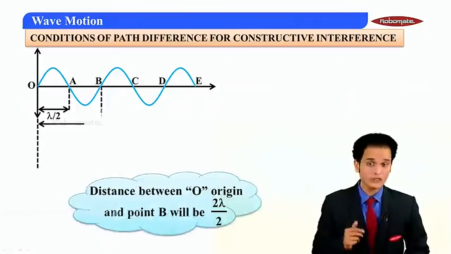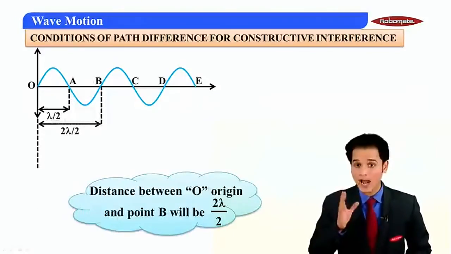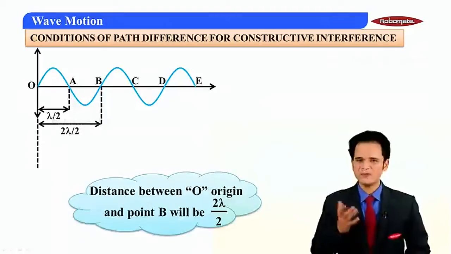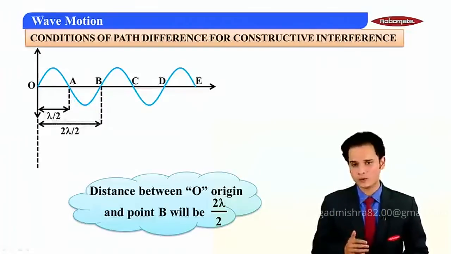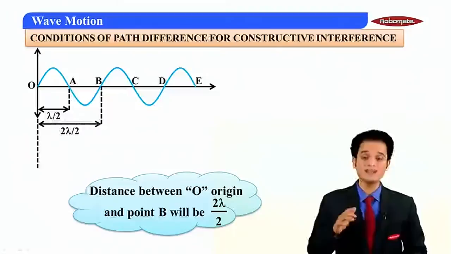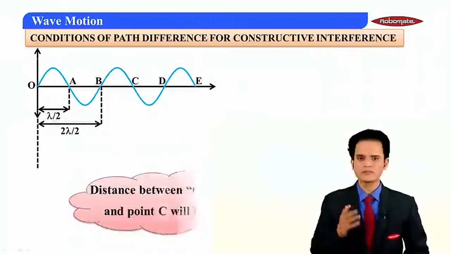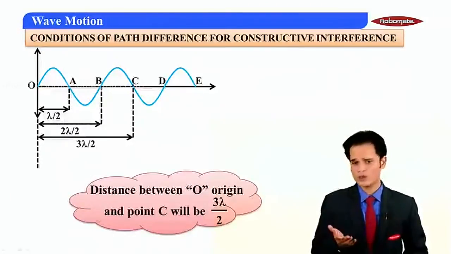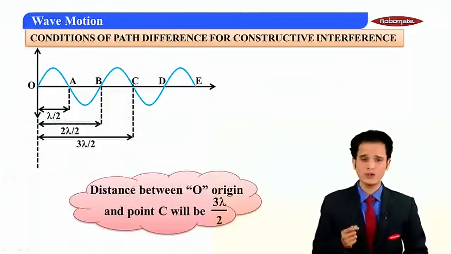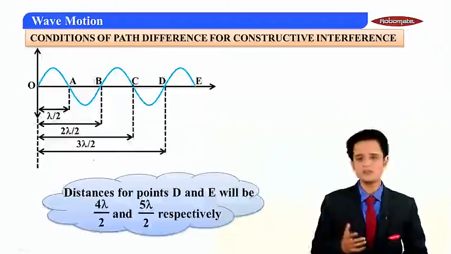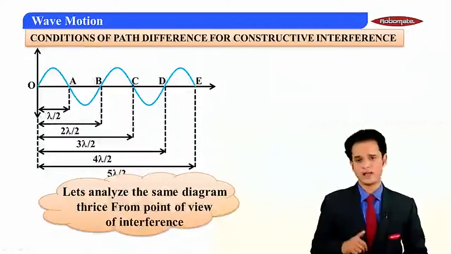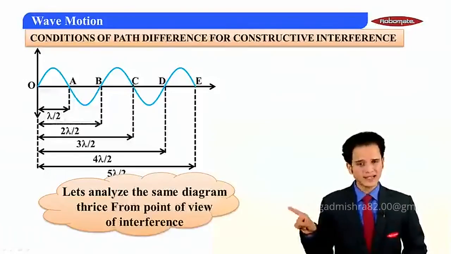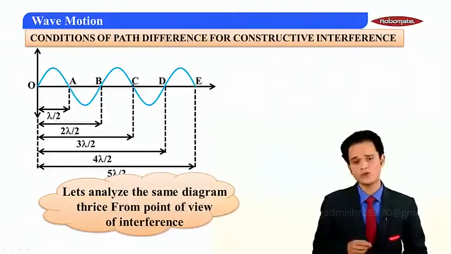Further, what will be the distance between point B and point O? 2 lambda by 2. But why write 2 lambda by 2? 2 and 2 get cancelled. Students, we are going to deal with the multiples of lambda by 2 just to simplify or get a standardized case. Let us go ahead. Distance between point O and point C is going to be 3 lambda by 2. Similarly students, for point D and point E, it is going to be 4 lambda by 2 and 5 lambda by 2. Now students, let us analyze the same diagram thrice from the point of view of interference.